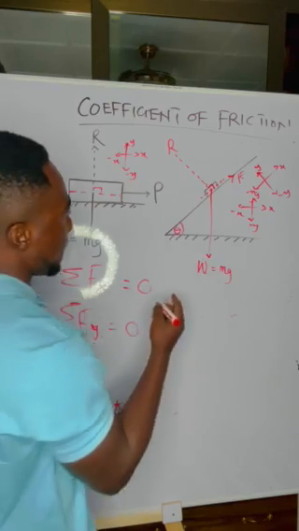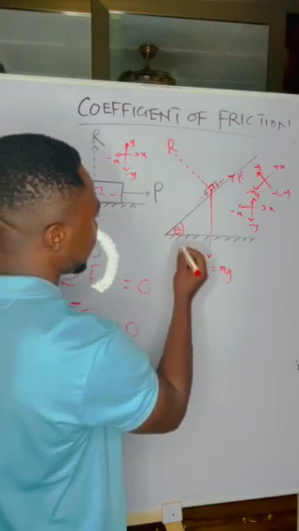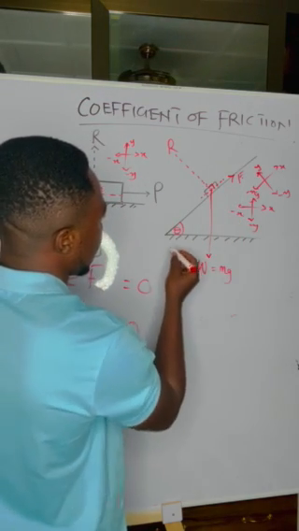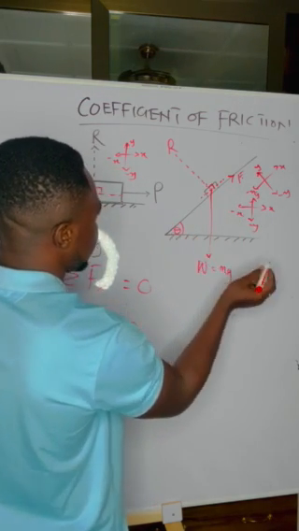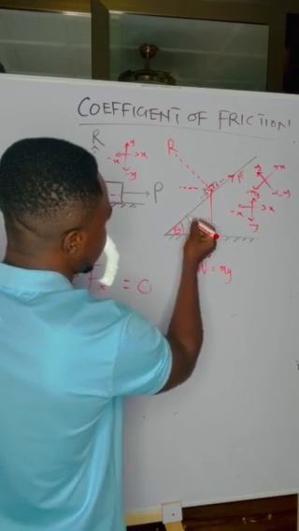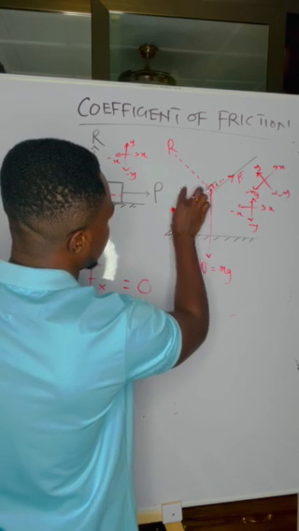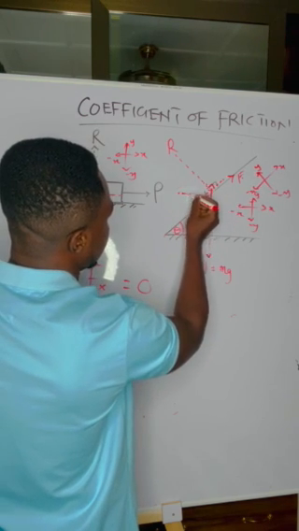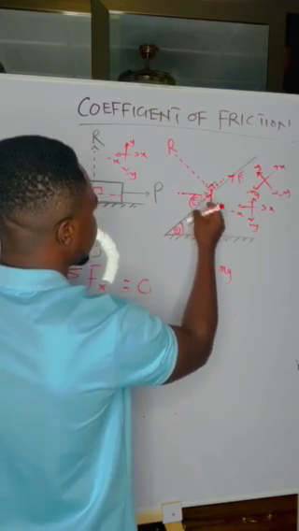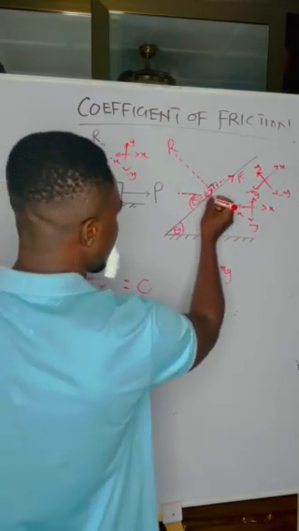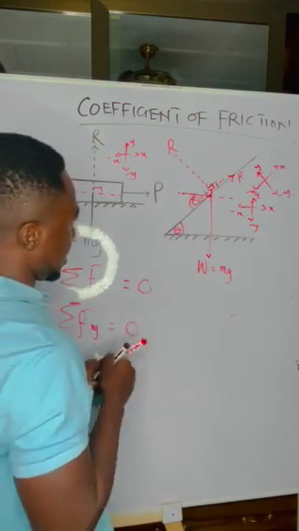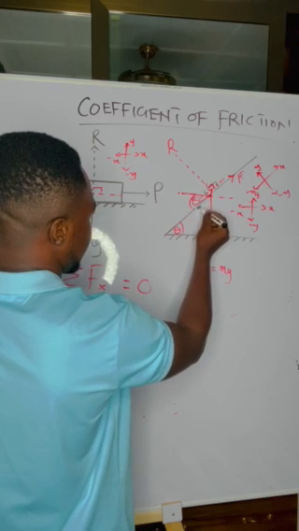So resolving mg, we need to resolve mg into both horizontal and vertical components. If the angle here is theta, then from theory we know alternate angles form the Z shape, so that means this side too is theta. This angle is a total of 90, so here will be 90 minus theta.